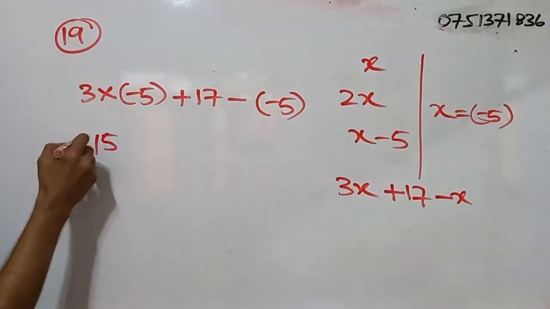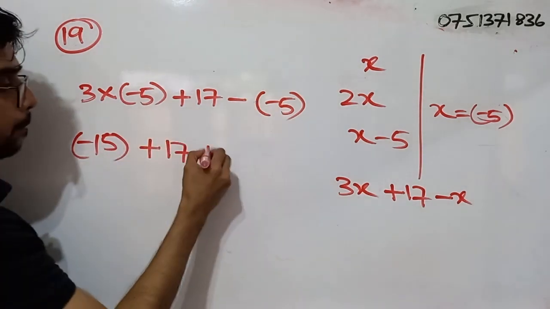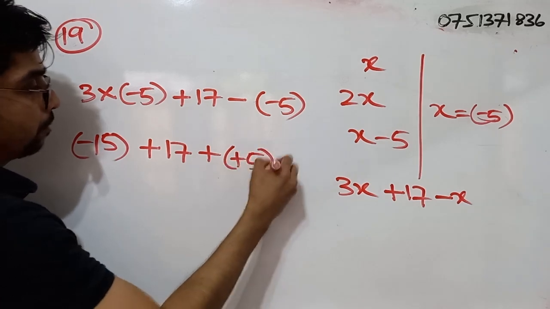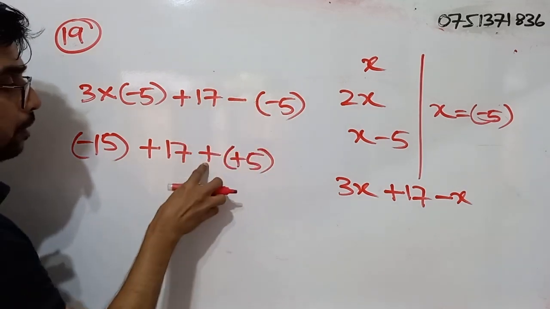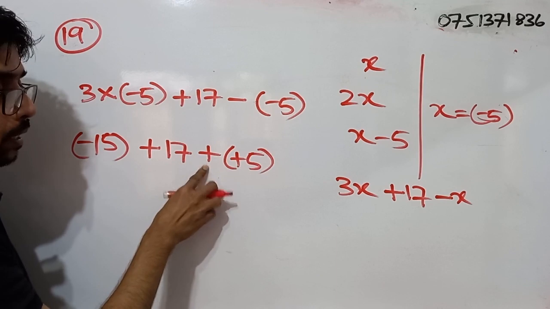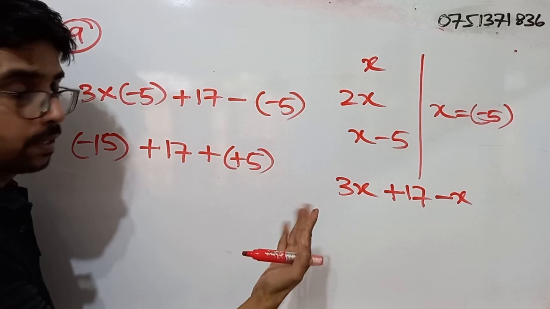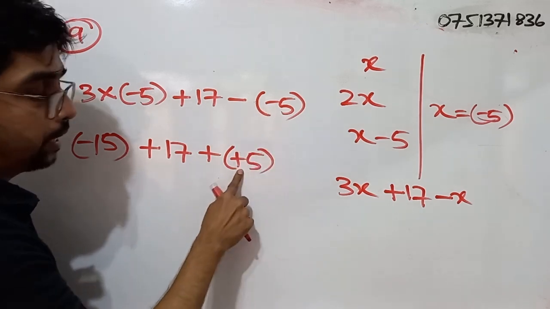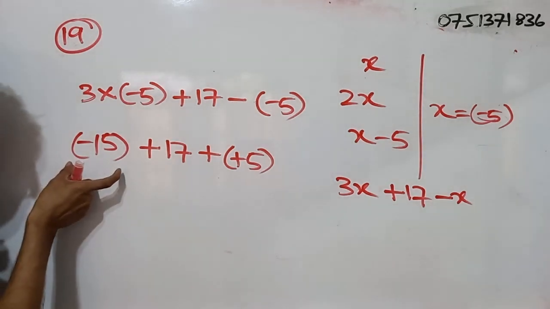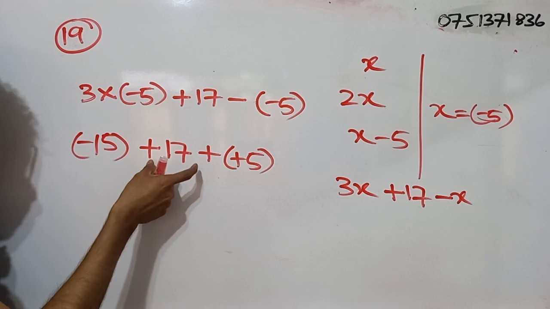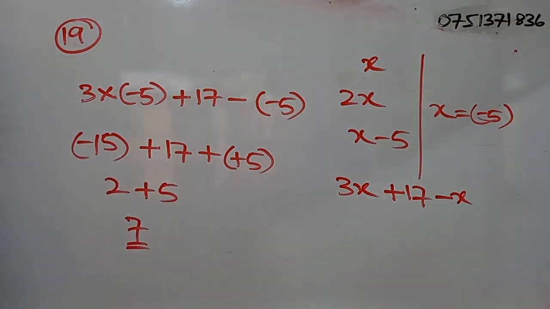So 3 into 5, what is that? 15. Positive into negative, this is negative 15, plus 17. Plus 5. Right? Okay. So here we have a minus, we convert that into a plus. Then what happens? The symbol of the number which is to the right side changes. Here it is negative 5, here it is positive. Now what happens here? Negative 15 plus 17. What is the outcome? 2. 2 plus 5. What is the outcome? 7. So this is the answer.